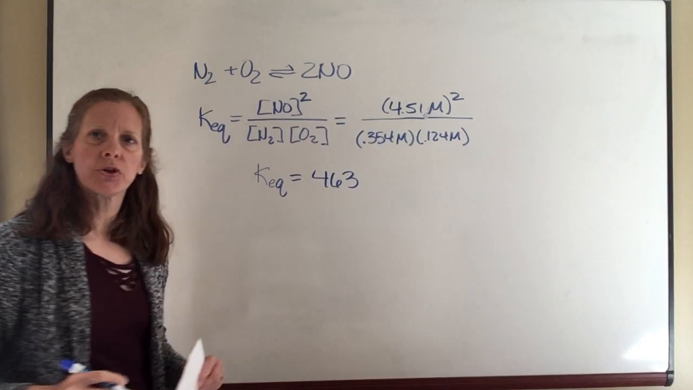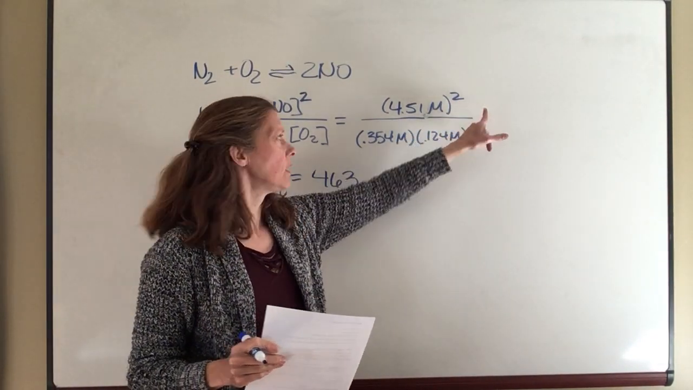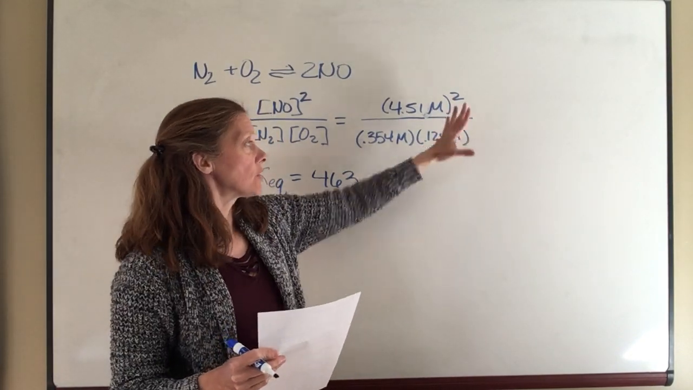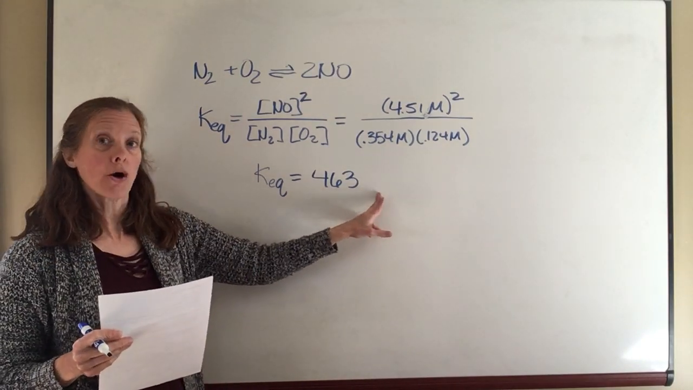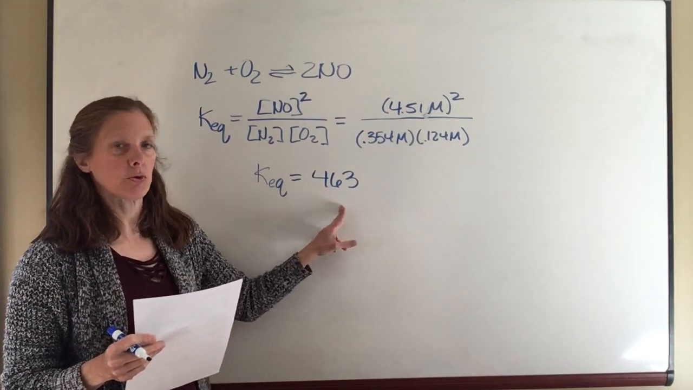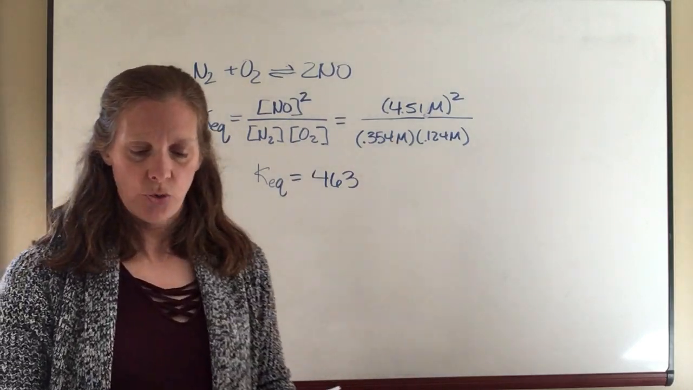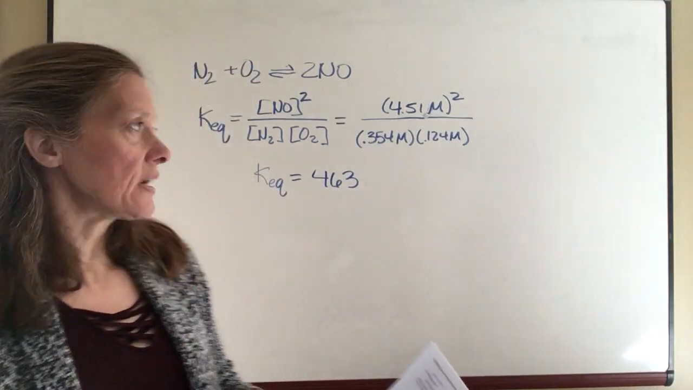463. Now what will the units on that be? Well, on the top I've got molarity squared. On the bottom I have molarity times molarity, which is molarity squared. So in this particular case, there are no units for this particular equilibrium constant for this particular reaction. So the equilibrium constant is 463. Okay? We'll do one more example.